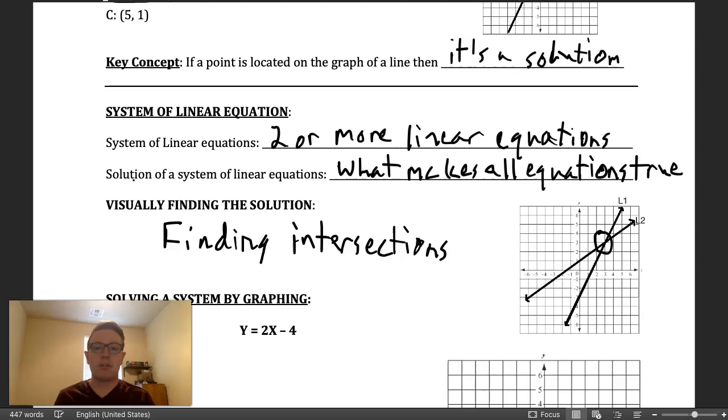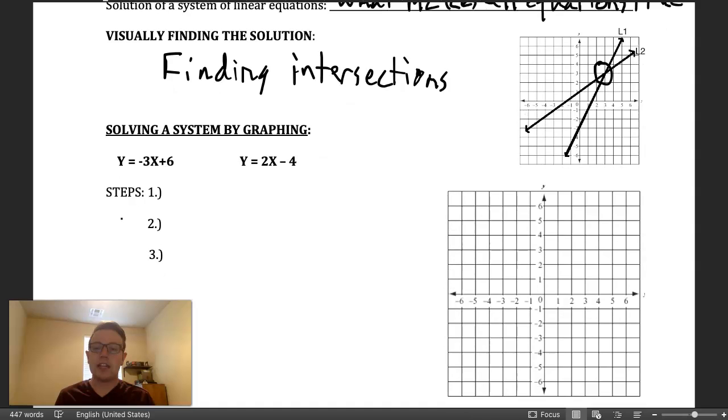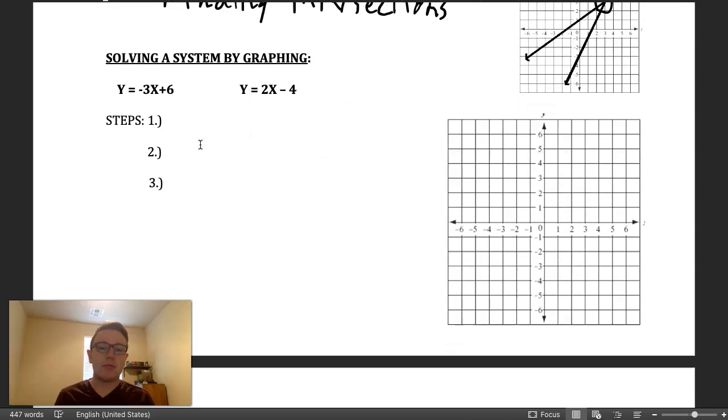Let's run through an example, and let's walk through the steps at the same time. Solving a system of equations by graphing. Step 1 is going to be graph the lines. Very surprising there, I know. Graph the lines.